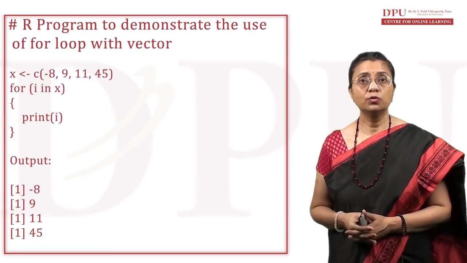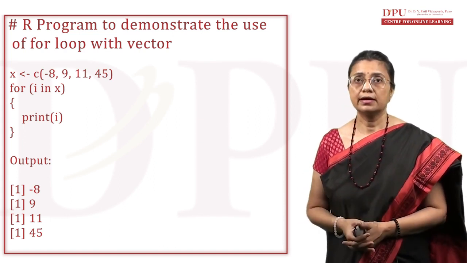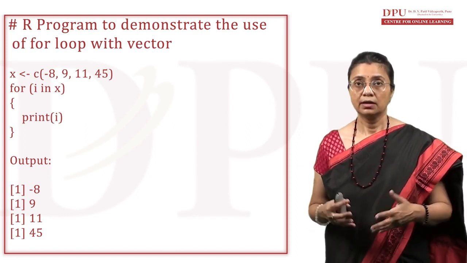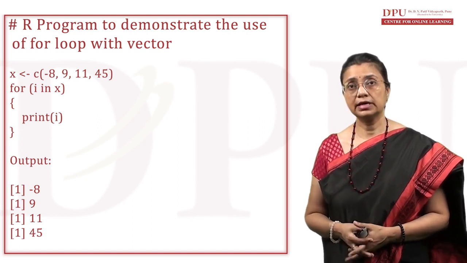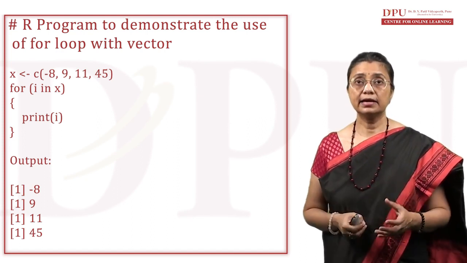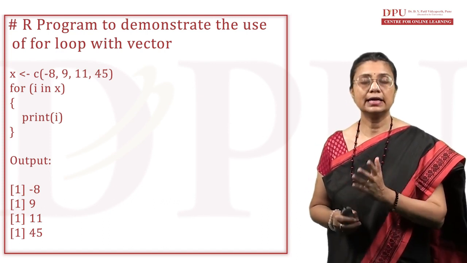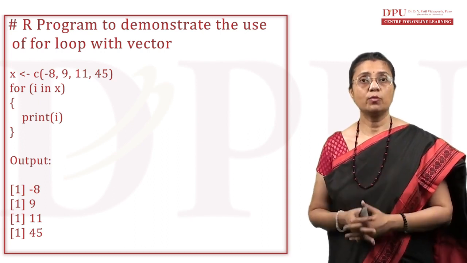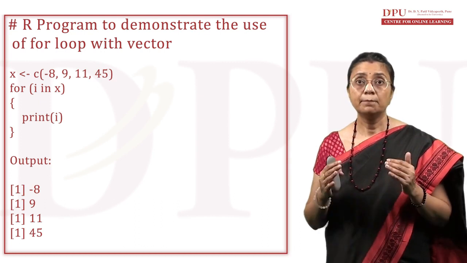Let's have a look at one more example and understand the concept better. Now, this is an R program to demonstrate the use of loop with a vector. Here you can see that x is my vector, which is created with the help of the c function, and here I have 8, 9, 11 and 45 as values. For I in x, x is my vector. So for I in x means whichever value is there in x, print I.